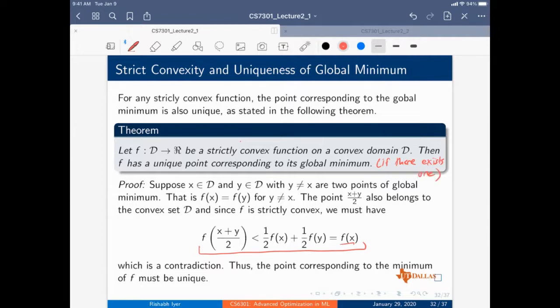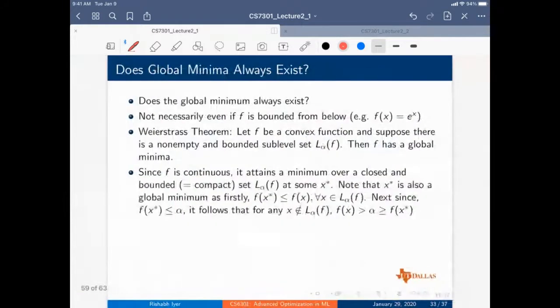So if there exists a minima, then it must be unique. Okay, so in fact, this is exactly what I have a slide for over here next. So does a global minima always exist? Not necessarily. Even if the function f is bounded from below, for example, f of x is equal to e raised to x.